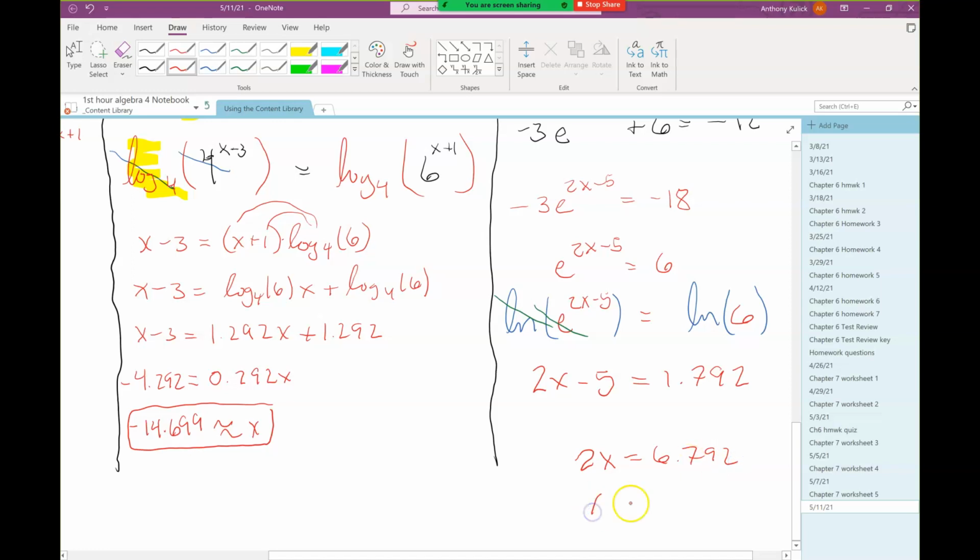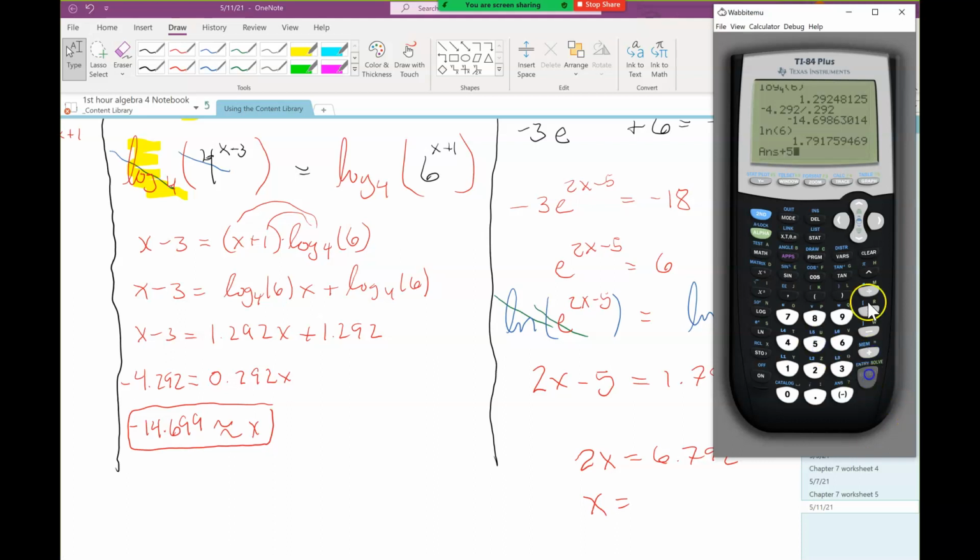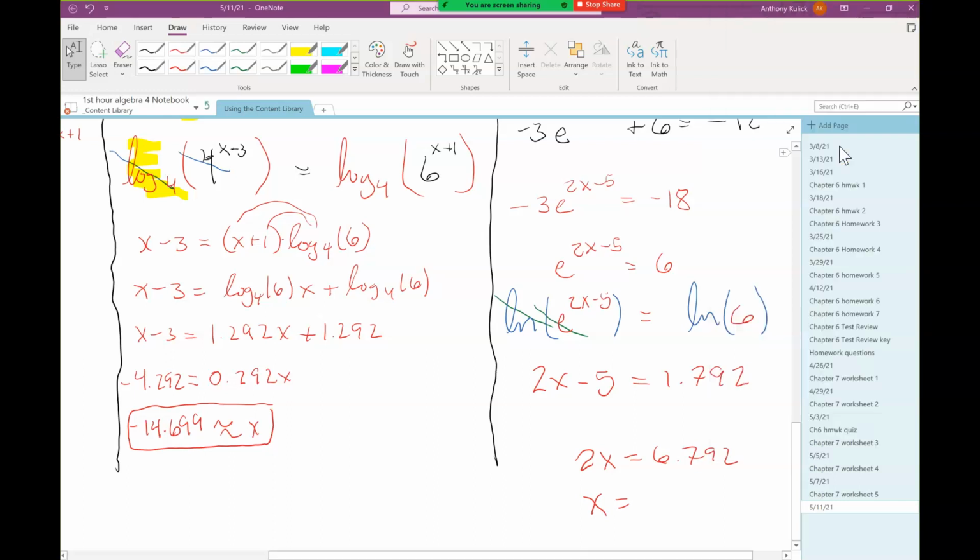And then divide both sides by 2. And I get 3.396. Does everybody feel okay with that? So those are the three different kinds of exponential equations that I would expect for you guys to be able to solve.